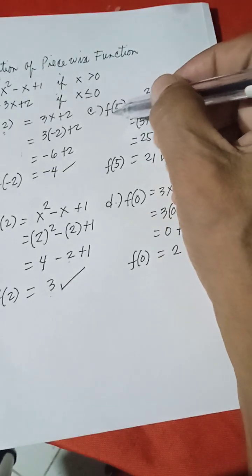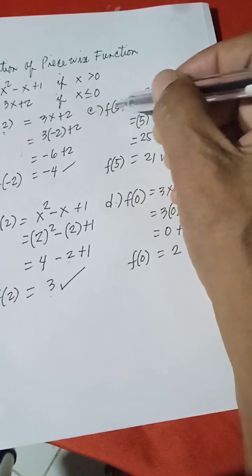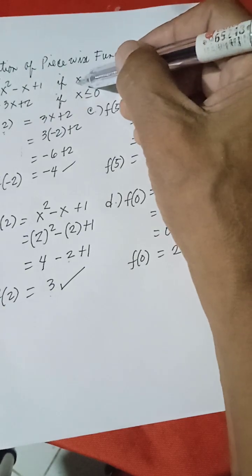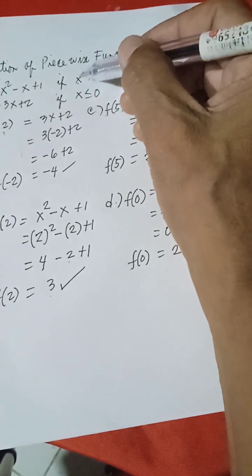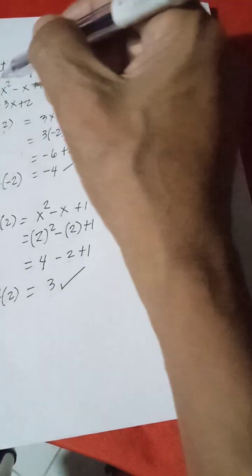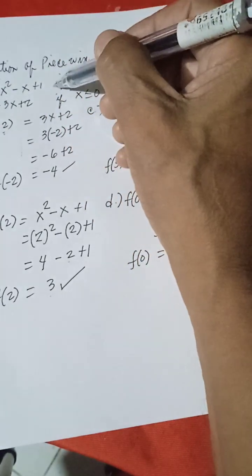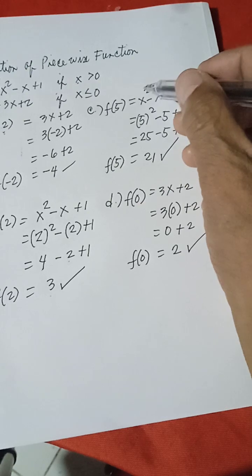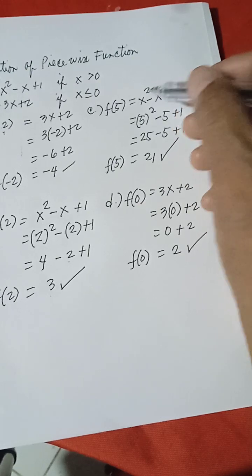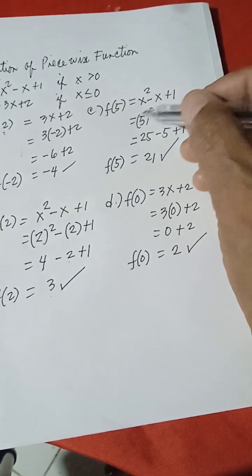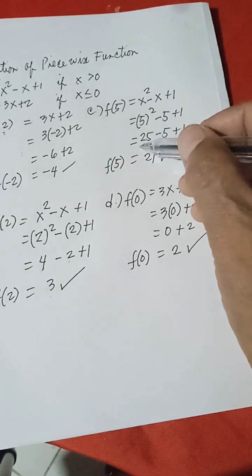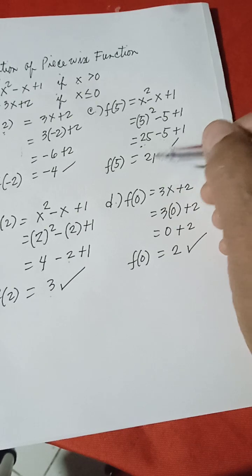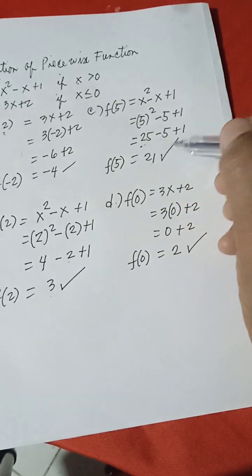For f of 5, meaning x is 5, x is greater than 0, so we use x squared minus x plus 1. We plug in 5 to x. 5 squared is 25, minus 5 plus 1. 25 minus 5 is 20, plus 1, 21.